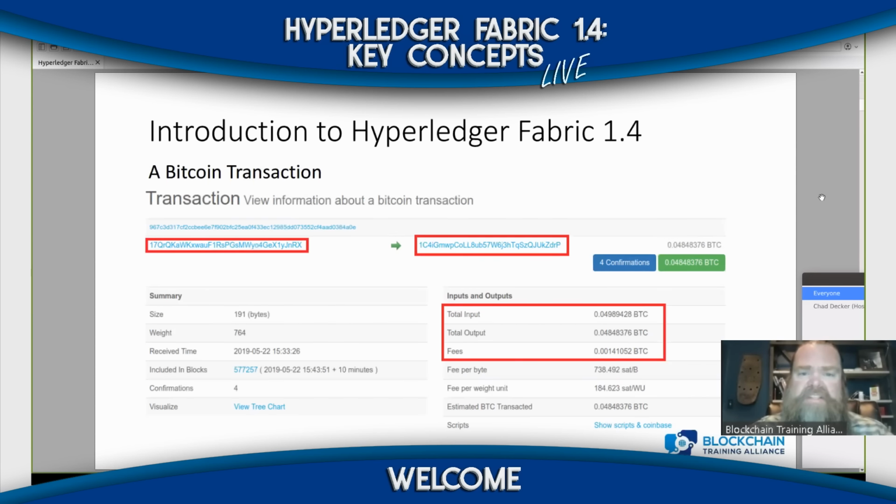So you can go to a site like blockchain.info. That's where I got this screenshot. And you can go out and you can view a Bitcoin transaction. So here's an actual Bitcoin transaction. And you can see that this wallet or account sent some funds to this other wallet or account. We can see how much was sent, just a little less than 0.05 Bitcoin. We can see how much was taken out in fees, and so what the total remaining transfer was.